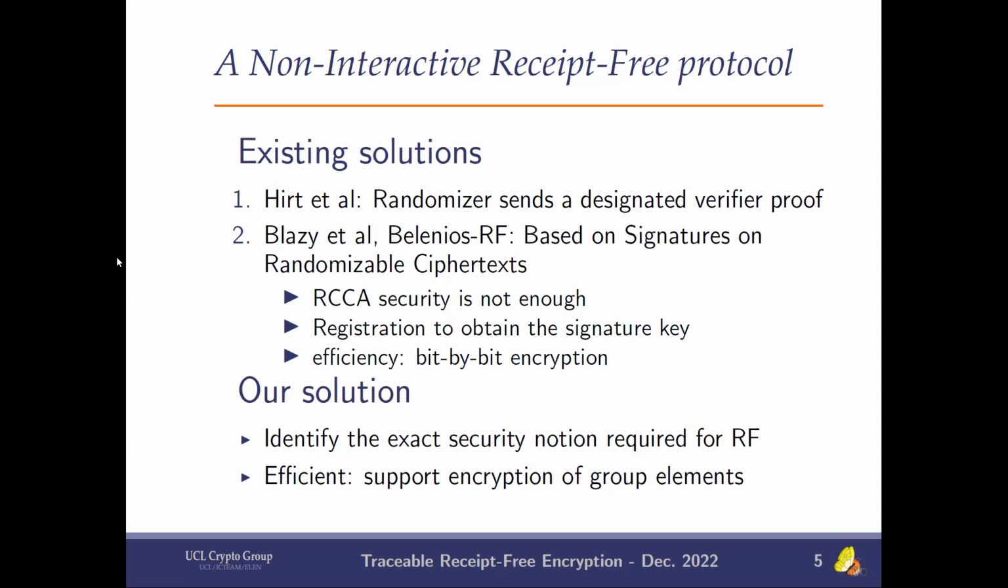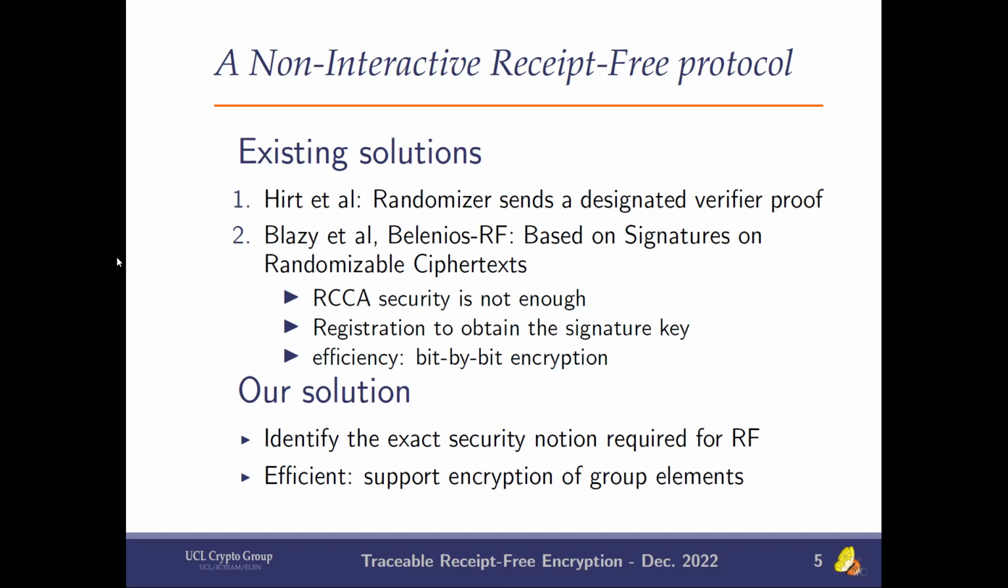But on the other hand, if the randomizing server wants to encrypt a new vote, it's not possible because it does not have the signature key. And so this solution is RCCA secure, but we find out that it's not enough to guarantee receipt-freeness. So we need something stronger than RCCA security. And also about efficiency, the construction uses bit-by-bit encryption. Yes, we are looking for something more efficient.